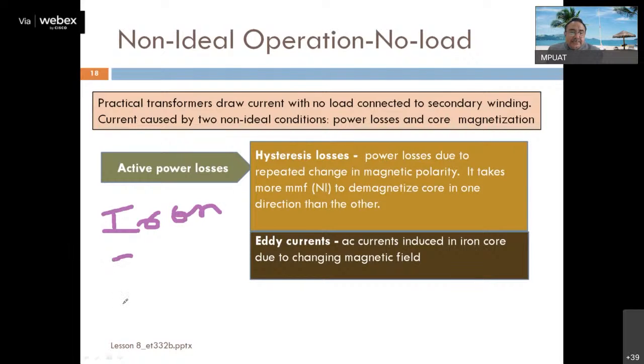Some books name it fixed losses, because they remain constant. They remain constant whether the transformer is at no load, half load, quarter load, 3/4 load or full load. At any load these losses remain constant, and they are known as iron loss and fixed loss. Some books have also named them active losses, but this word should not be used, though it is there in my slides. The proper words are iron loss, fixed loss or constant losses. And there are two types, the hysteresis loss and the eddy current loss.